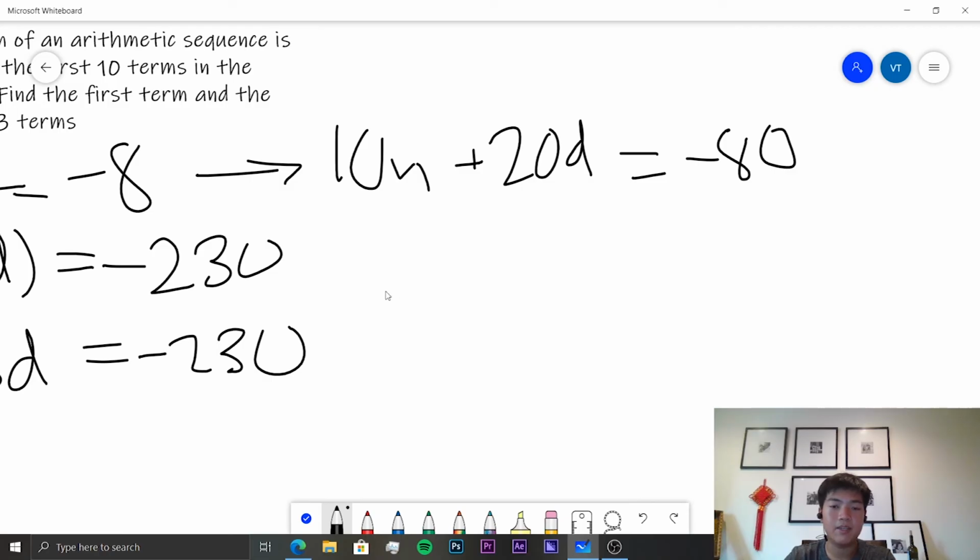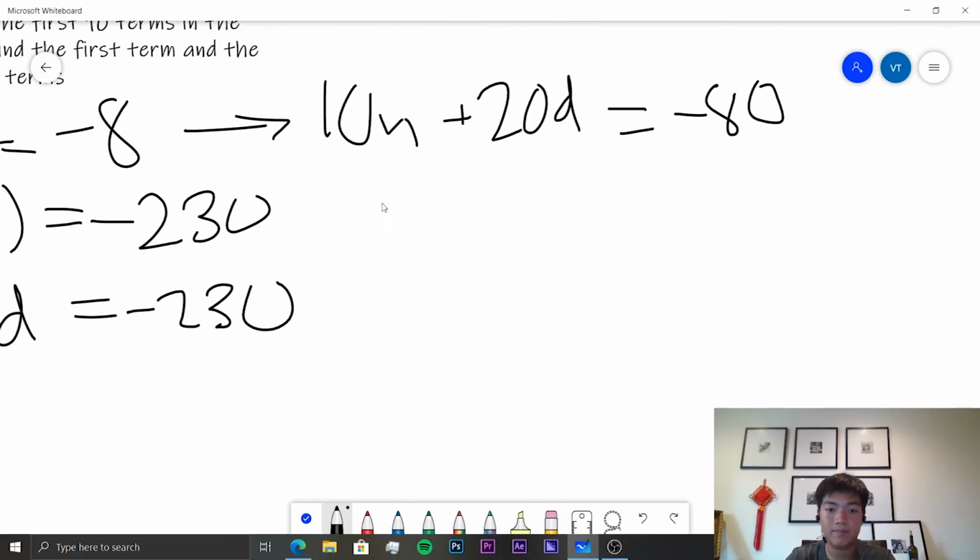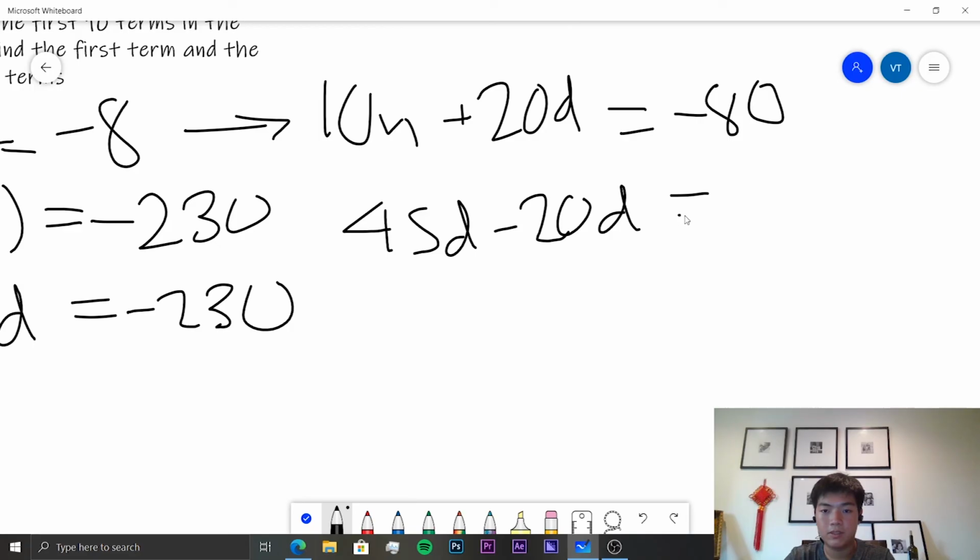So instantly we know that 45d minus 20d is equal to negative 230 plus 80.